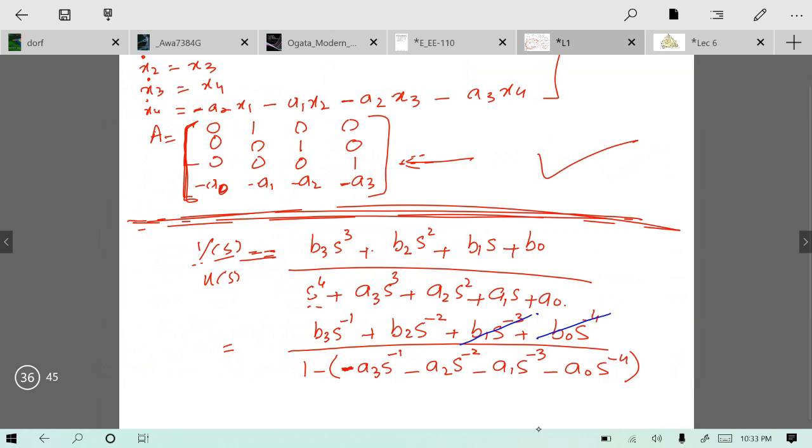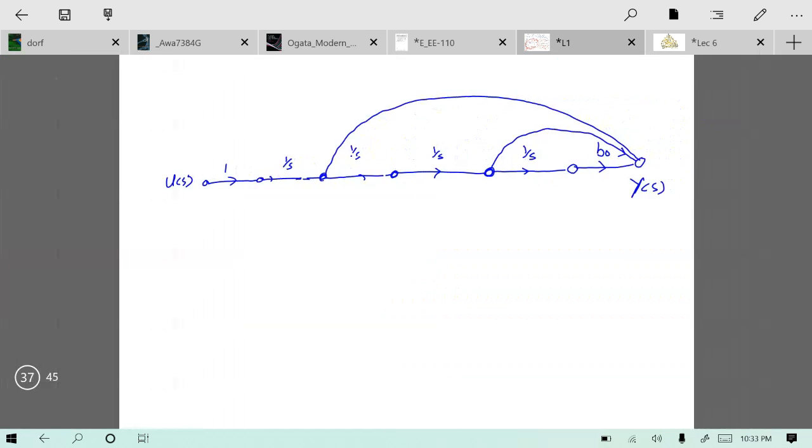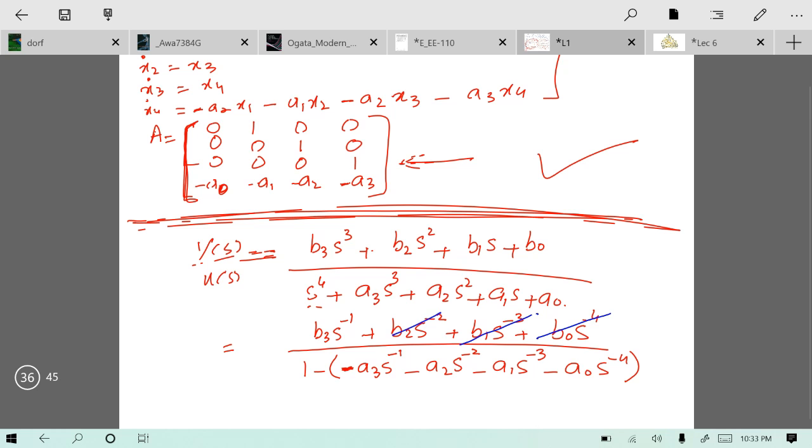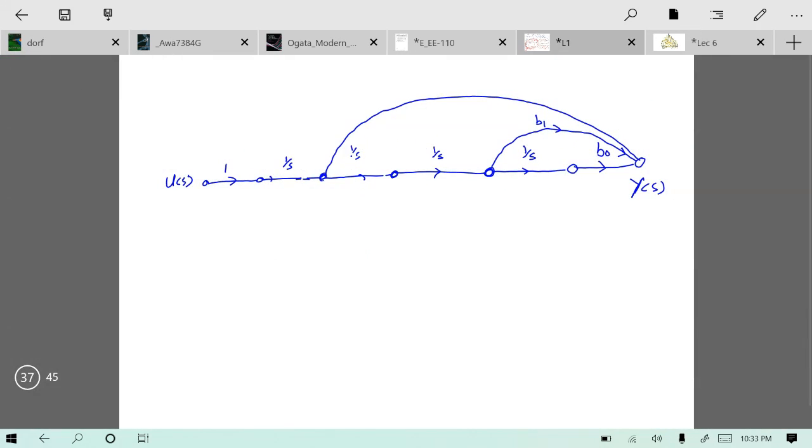And what is the constant b1? If I call it b1, then this path has gain of b1 s minus 3. Now it has b2 s minus 2. So I will take a pick of point over here and gain will be b2.